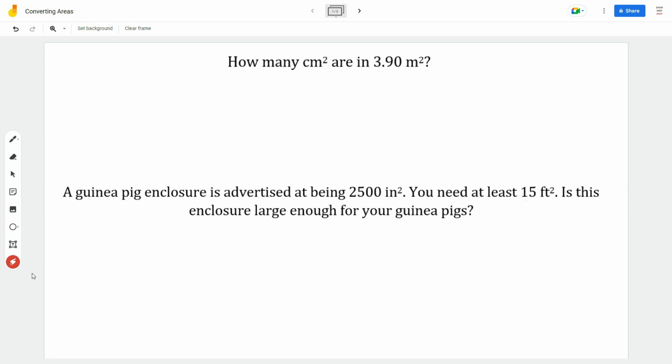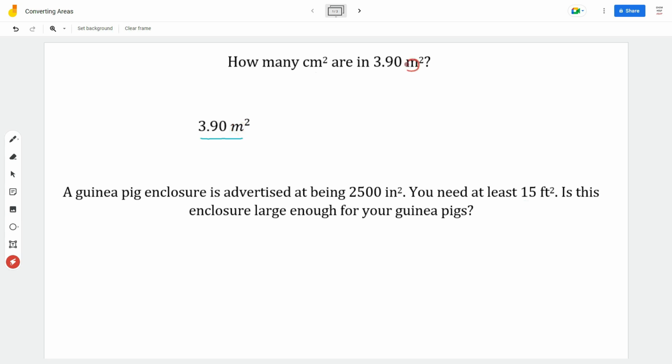Okay, let's work our first problem. It reads, how many centimeters squared are in 3.90 meters squared? So this is a pretty simple conversion from meters squared to centimeters squared. I am going to start with what I was given. I was given 3.90 meters squared. The first thing I'm going to deal with is the meters.